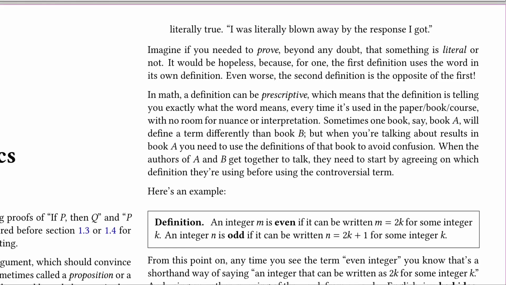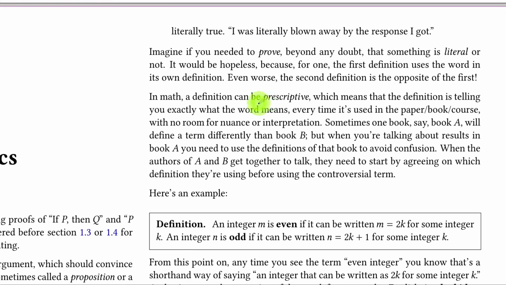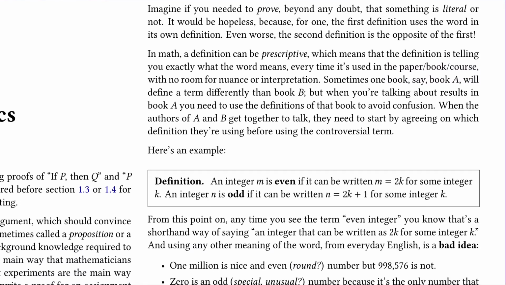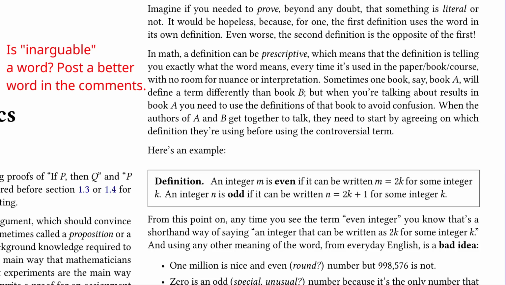So in math, definitions can be prescriptive, which means that when we give you a definition, we're telling you what that word means right now, at least in the paper or the book or the course that you're in, with no room for nuance or interpretation. They should be clear and inarguable.